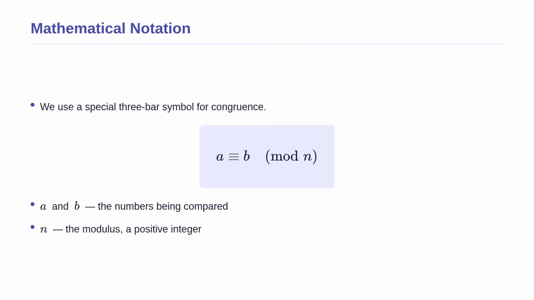Let us look at how we write this mathematically. We write this relationship using a special symbol with 3 horizontal lines, which looks like an equal sign with an extra bar. The formula is read as A is congruent to B modulo n. Conceptually, this comes directly from our remainder definition. In this expression, A and B are the two numbers we are comparing, and n is the modulus, which must always be a positive integer. If you increase the number A by exactly n, the congruence remains perfectly true, because adding the wraparound value does not change the final position on our imaginary clock.